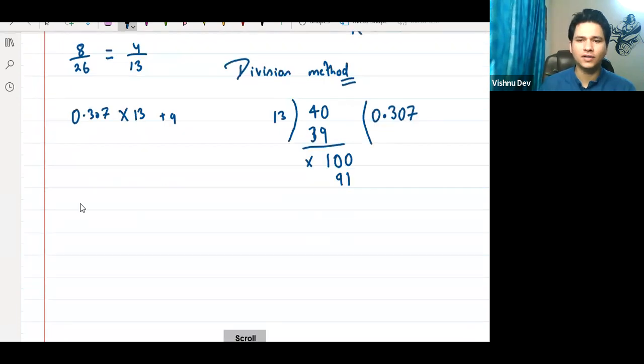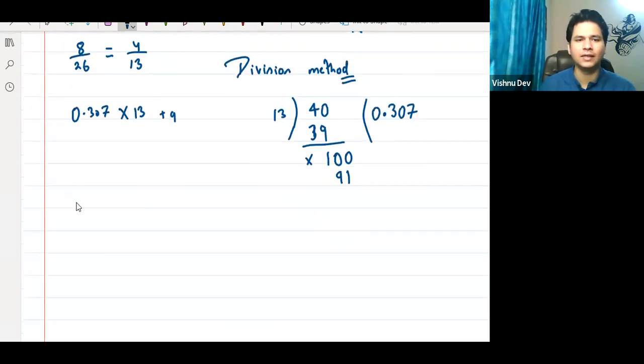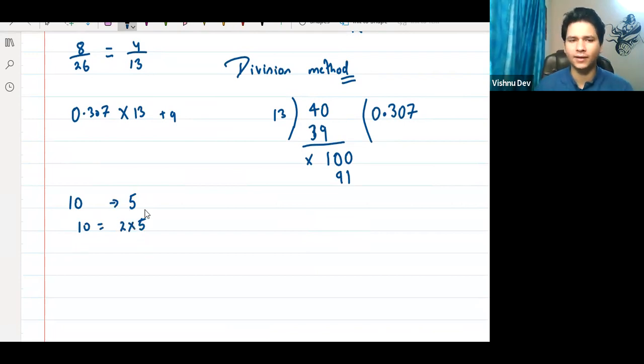So I can say for any number, I'll just take a number as 10. If I divide 10 by 5, I would write like this: 10 is equal to 2 into 5. This is something that we have already studied, right? If it will be 11, and if I divide by 5, it will be 11 is equal to 2 into 5 plus 1.